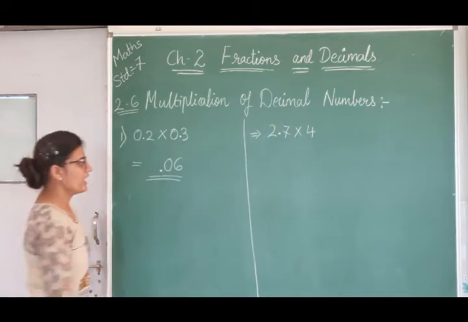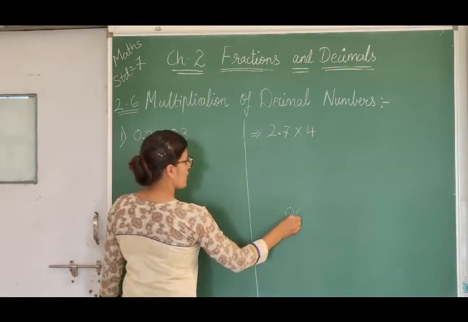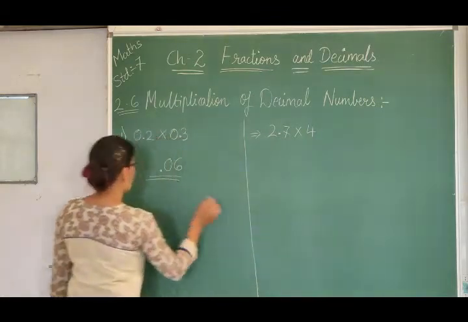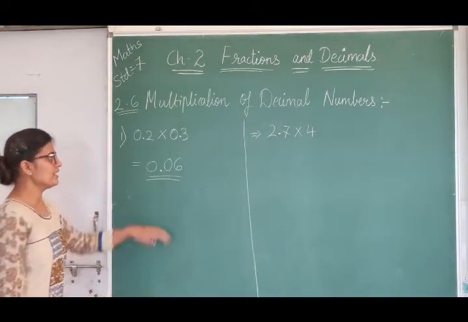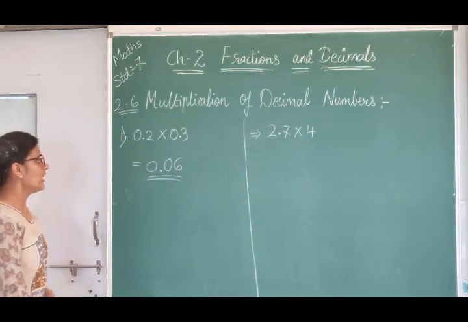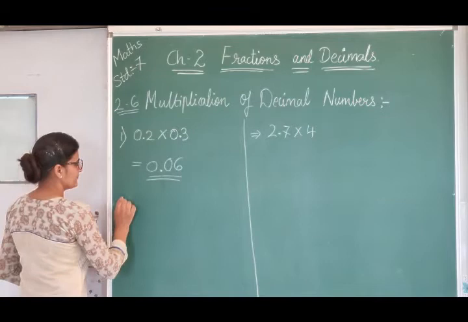Anything can't be written as .06, so we have to put something before the point. So I will put 0 over here, 0.06. This is the direct method and it is very short and very sweet also. Now the next method is there.